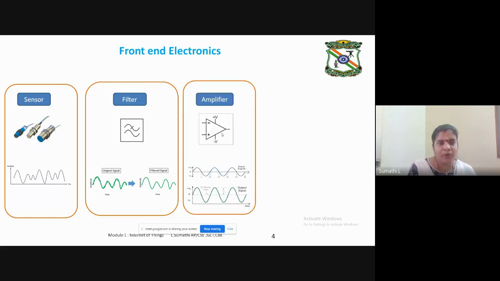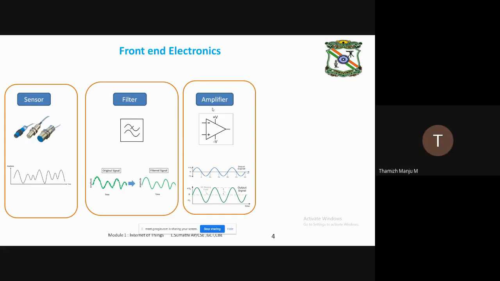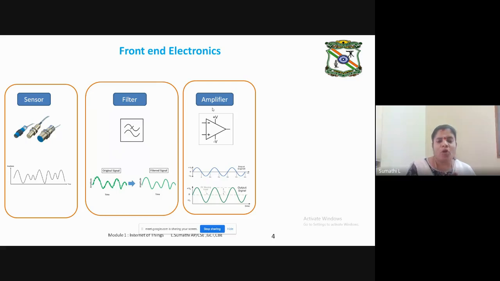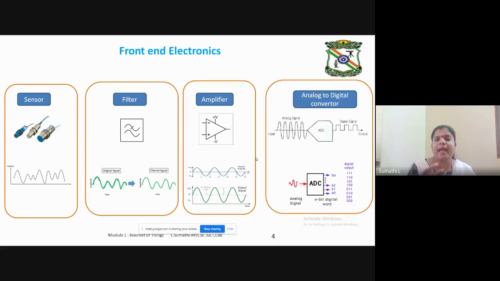This is the symbol for your amplifier. What the amplifier does is it just improves the strength of your input signal. Whatever you give it as an input, it will increase the strength of the input signal. So it gets improved. Then this signal is passed to my analog to digital converter.